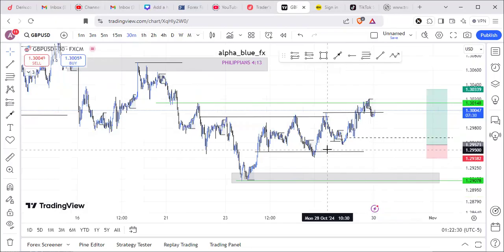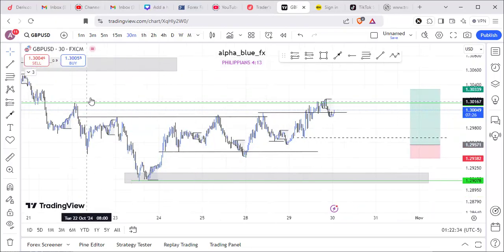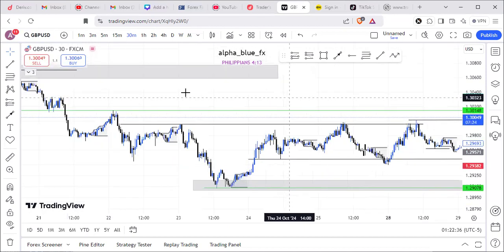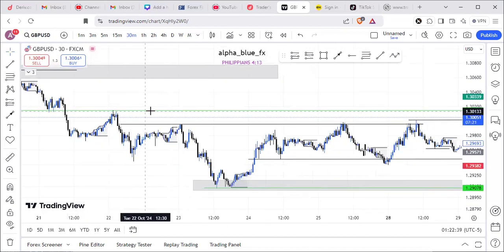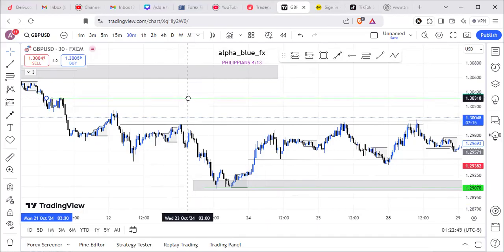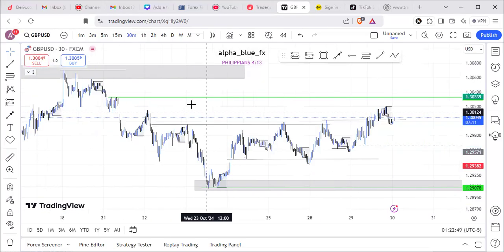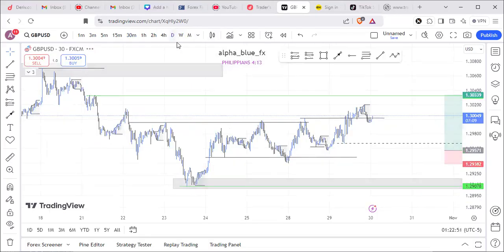So the next thing we're looking for is to see, I was actually targeting this high, but as you can see, this high has already been taken. I was targeting this high, but it has already been taken. So we'll target somewhere else, probably this high here. So we'll target this high here instead. So GBP/USD, let's go back to the daily.